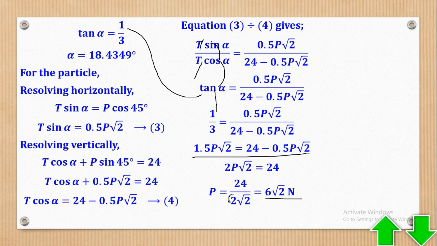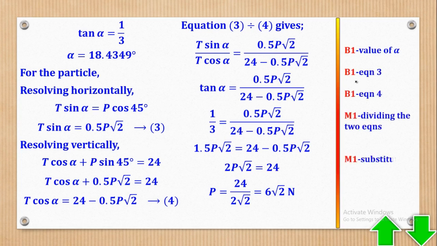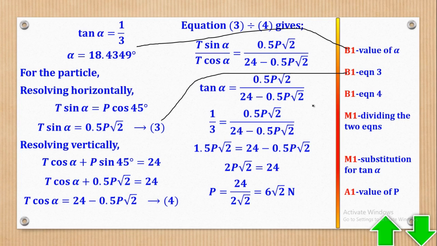Remember, you can't leave your answer when the surd is in the denominator. So when you leave your value of P at this point, it means you have lost an accuracy mark. You have to rationalize so that the surd is in the numerator. So basically that's what they wanted. Now let's see how marks can be awarded for this value of P. So B1 for the value of alpha, equation 1, equation 2, division, substituting tan alpha, and value of P.